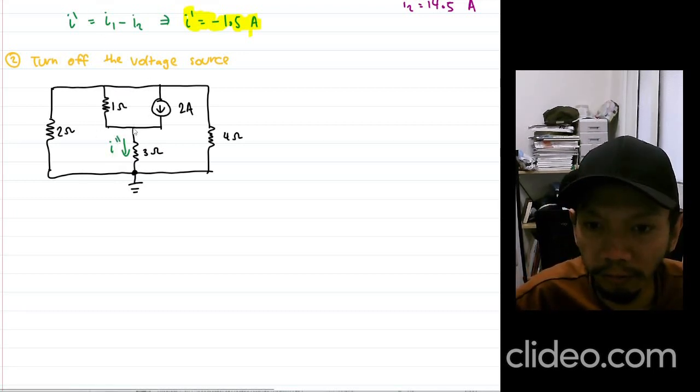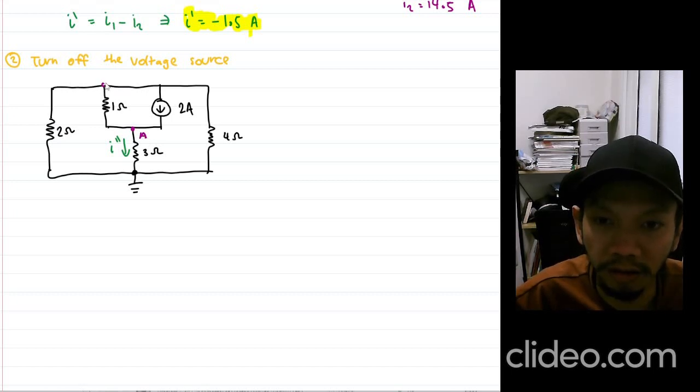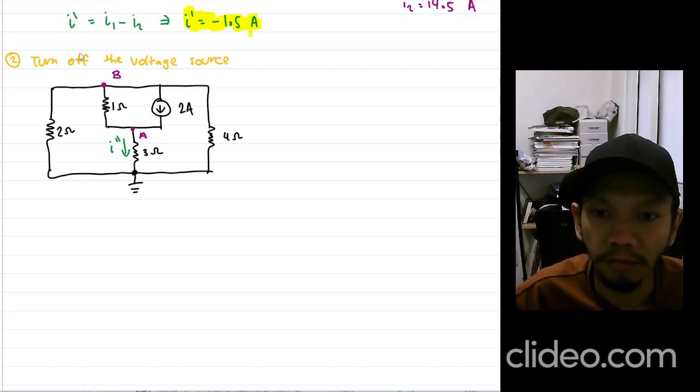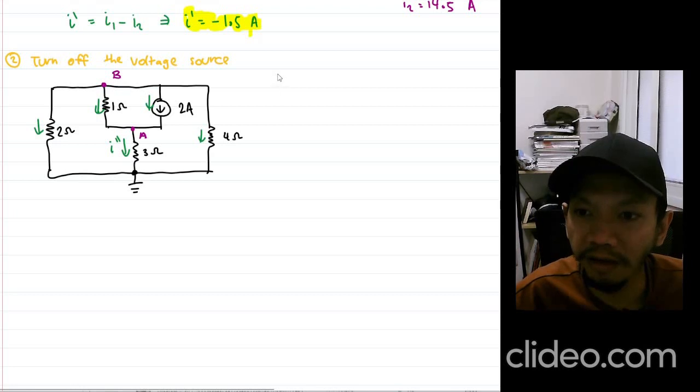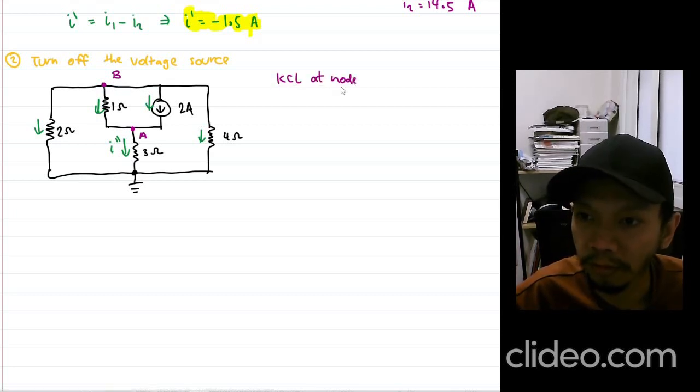Maybe let's do KCL. Let's name this node here as node A, and this node here as node B. Let's assume the direction of the current. I want all the currents to go down, like that. Let's do KCL at node A first. KCL says that the sum of the currents that go in will equal the sum of the currents that go out.